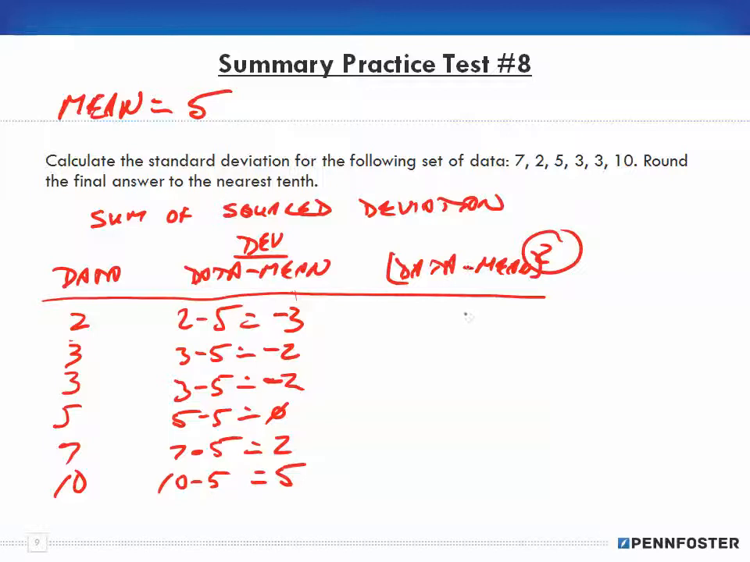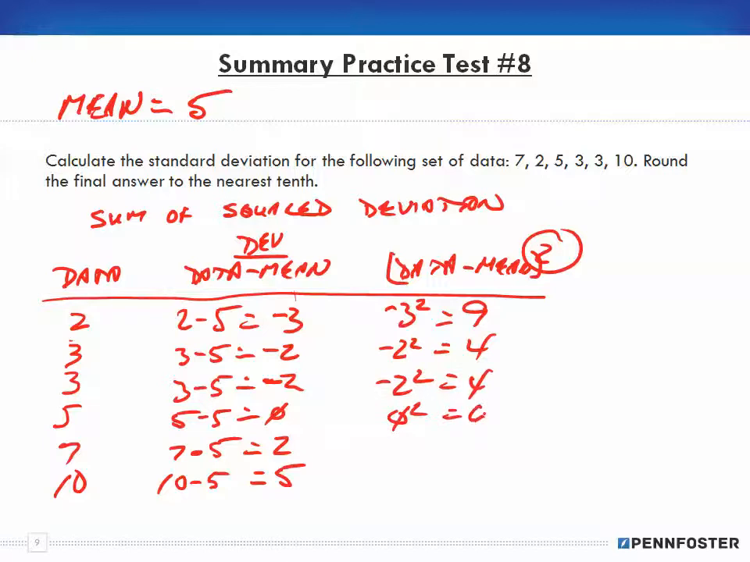We're squaring that deviation. So I'm taking the minus 3 and I'm squaring it, right? Well, 3 times 3 is 9, and since a minus times a minus is a plus, it's going to be a plus 9. Right? Minus 2 squared is 2 times 2 is a 4, and since it's a minus times a minus, I still get a plus 4. So minus 2 squared is 4. 0 squared obviously is 0, right? 2 squared is 4, and 5 squared is 25.